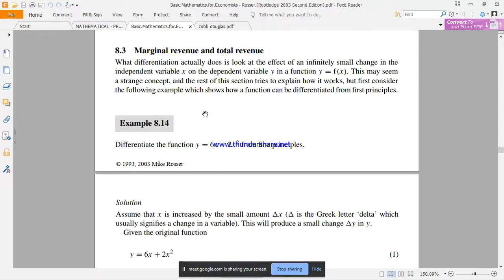Now, let's try to apply this. This is mathematics for economics, so we should now be able to apply these things in economics.